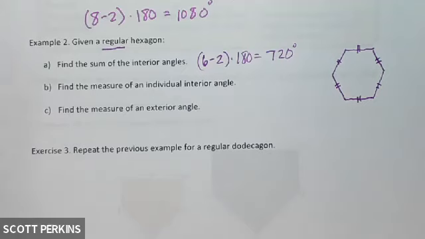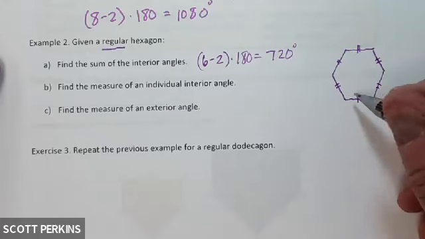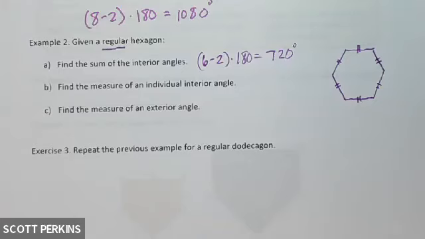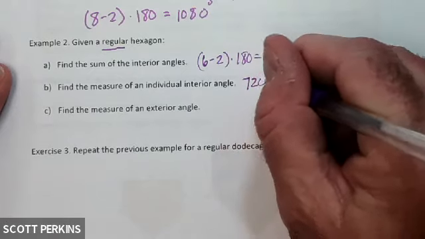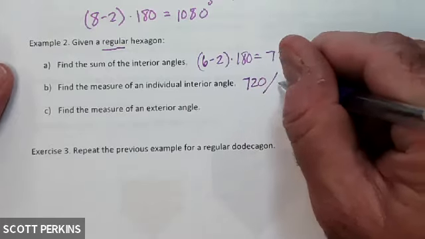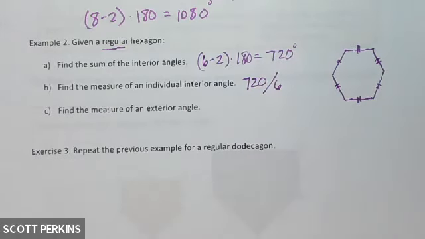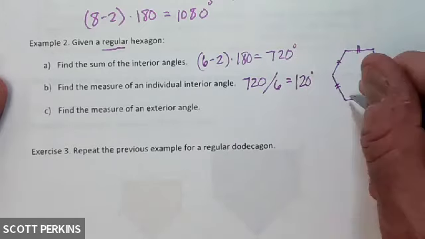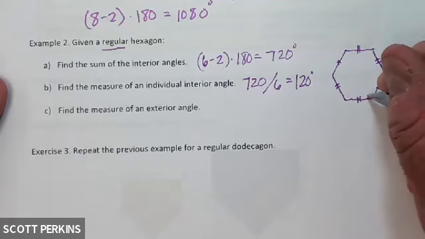So if I'm going to find now the measure of each of the interior angles, I know that all of these angles add up to 720 degrees. I know they're all equal. What can I do to figure out the measure of one of them? Perfect. I'm going to take that 720 degrees, which is the sum of all the angles, and I'm going to divide it by 6 because there are 6 of them. And when I do that, that turns out to be 120 degrees. So each of these angles right here on the inside of my hexagon, I'm just going to make a little arc, are 120 degrees.